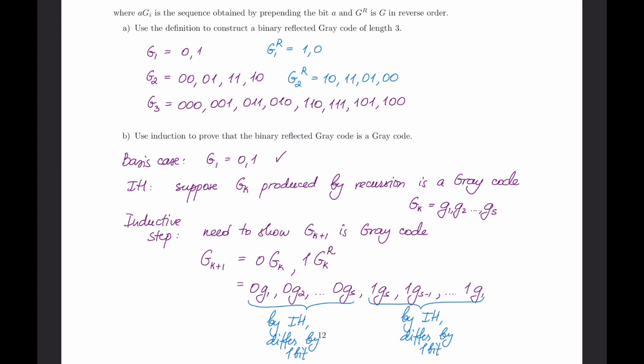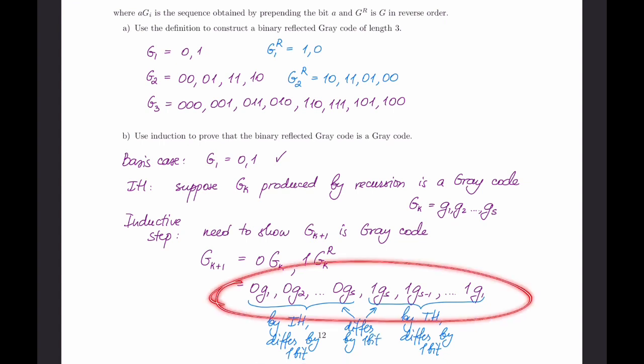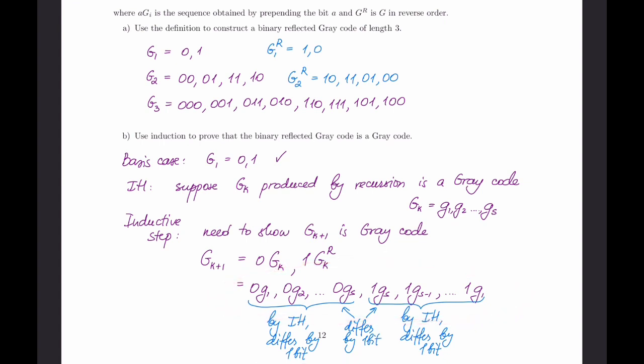And that, of course, leaves me with only one thing to check, and that is the fact that when I glue them together at this boundary connection point, I still have the property that they differ by 1 bit exactly. And of course, this is easy to see because here I have G_s and here I have G_s. So these parts are equal, and the first bit goes from 0 to 1. So these two also differ by 1 bit, and therefore, in my entire sequence, I have elements following each other that differ from each other by 1 bit.